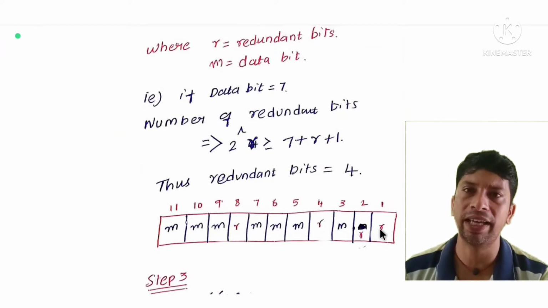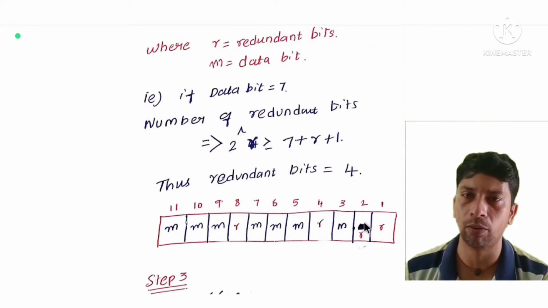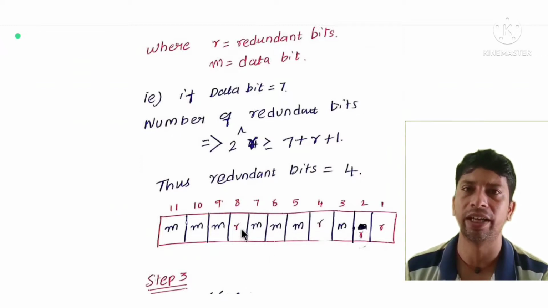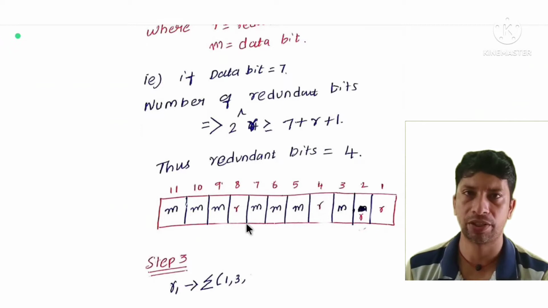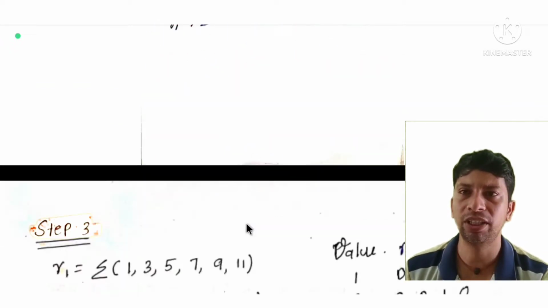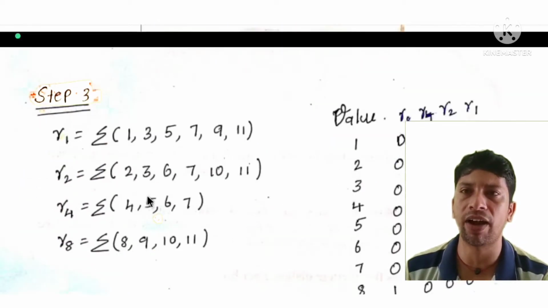They are placed in such a way that 2 power 0, then 2 power 1, which is nothing but 2, then 2 power 2, which is nothing but 4, then 2 power 3, which is nothing but 8. This is how they are being placed. Right, now step 3, we have to find the values of R1, R2, R4 and R8.